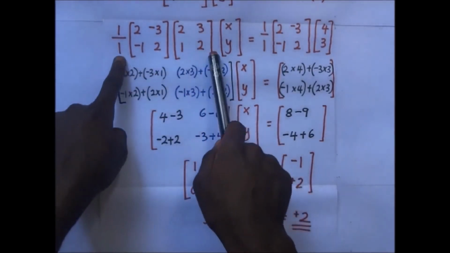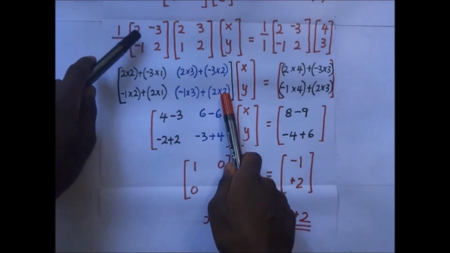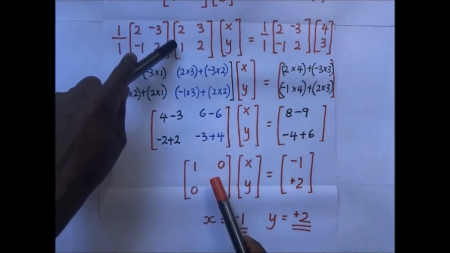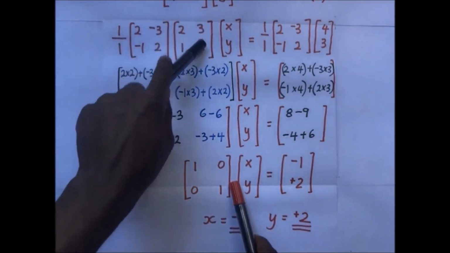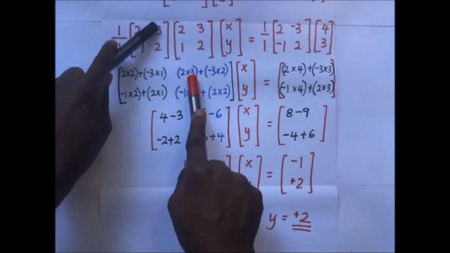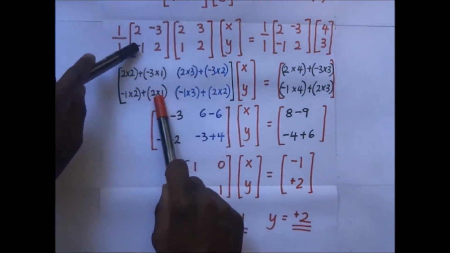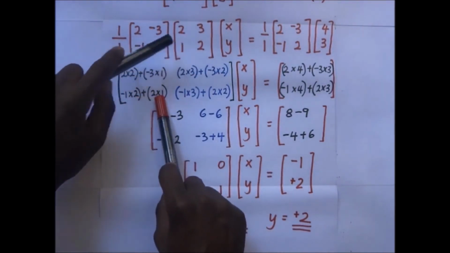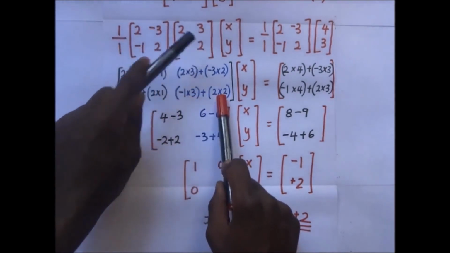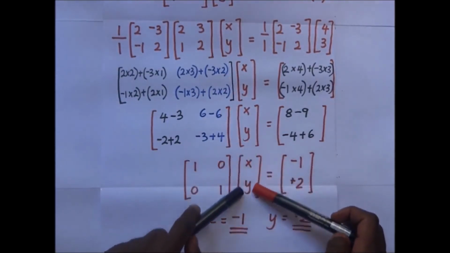So we multiply it here, we do the same on the other side. And so, of course, the multiplication is row by column. 2 times 2 plus -3 times 1. Then this row times that column to get this. 2 times 3 plus -3 times 2, which is that. Then we have -1 times 2 plus 2 times 1. Then we have -1 times 3 plus 2 times 2, which is that. So when we compute all this, we shall end up with the identity matrix times xy.